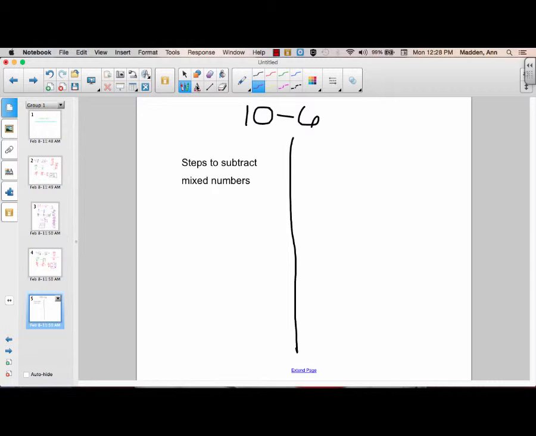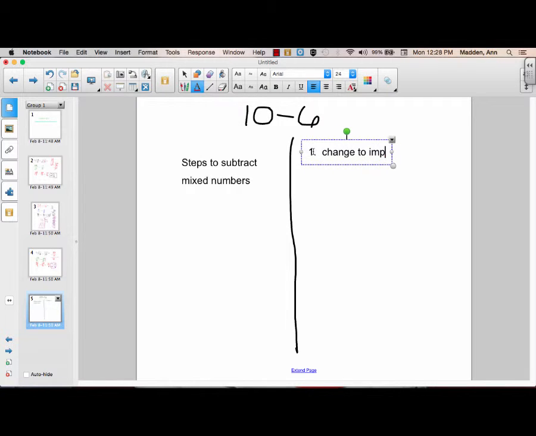So subtracting mixed numbers has a lot of steps. For your notes tonight, I want you to write down the steps. I'm going to type them out here. Our first step is to change to improper fractions.